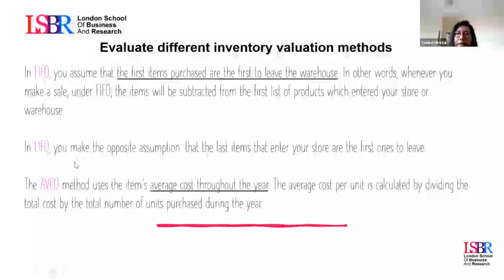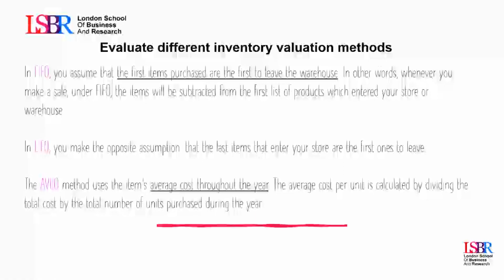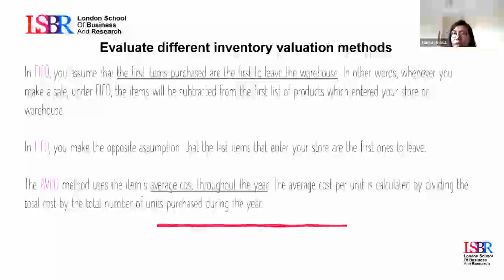And LIFO is the opposite. So the last item in is the first out. If you think about the whole year, using LIFO, the items that were purchased at the end of the year need to be sold or used at the beginning of the year. So it's totally opposite to FIFO. LIFO is last in, first out. And obviously, depending on the industry, we are going to use FIFO or LIFO.